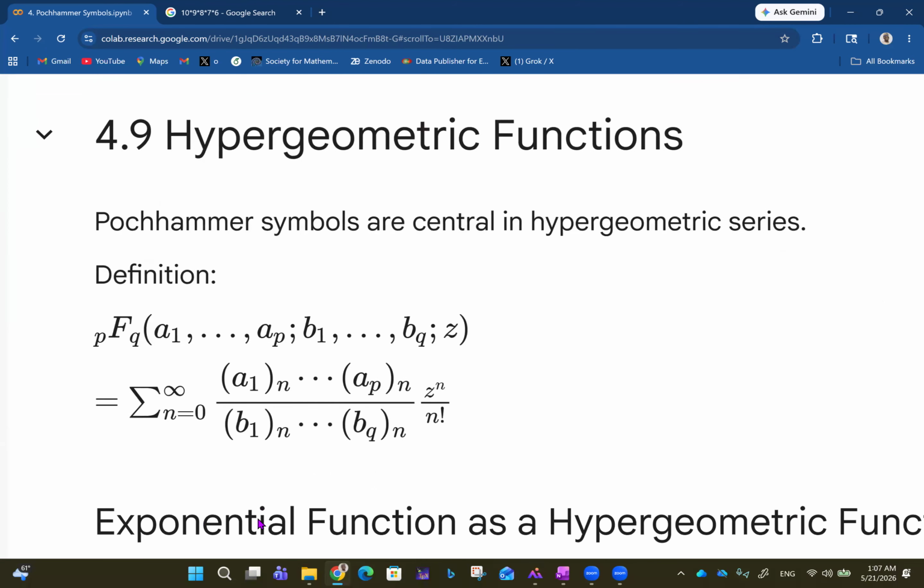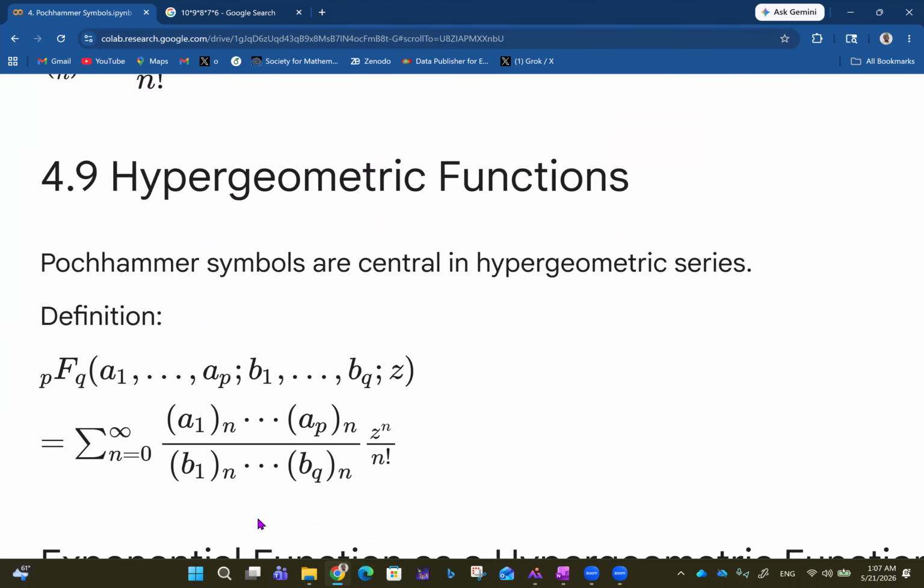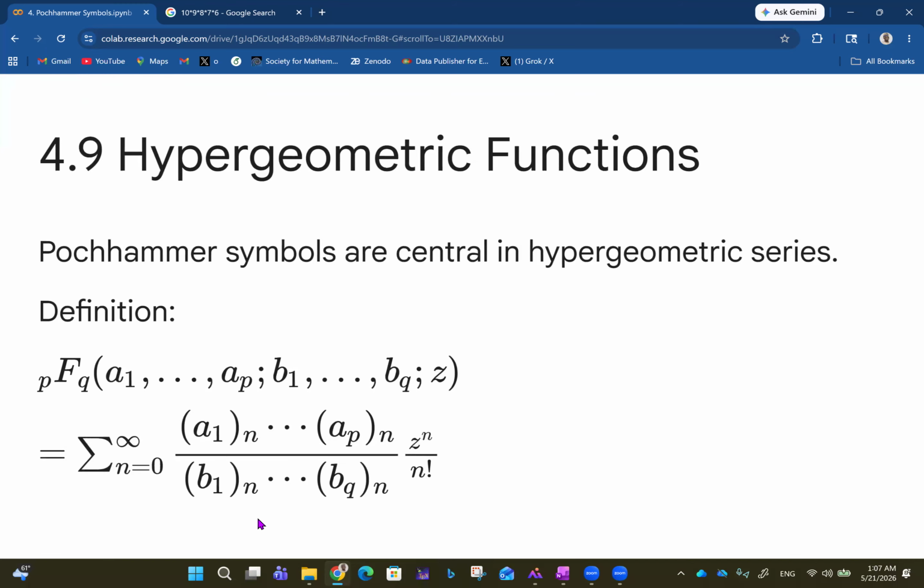Then we have hypergeometric functions, which we found to be very important when we dealt with the introduction of special functions. So the hypergeometric function unifies so many functions. Now, we know already that special functions arise when we get to solve differential equations and elementary functions like polynomials, logarithms, exponents, and all trigonometric expressions cannot suffice. Then we go for special functions like beta, gamma, Bessel, Legendre, Laguerre, Hermite, and so on and so forth. So Pochhammer symbols are central in hypergeometric series.